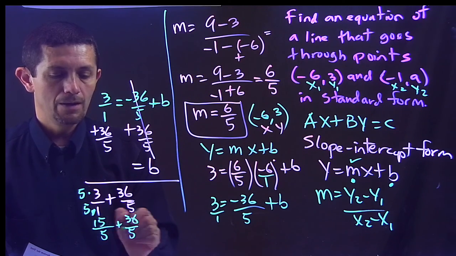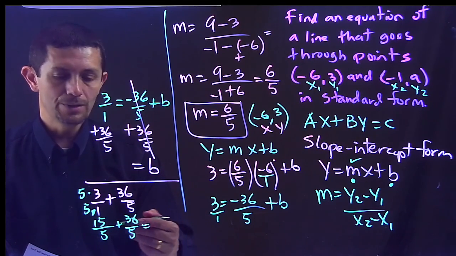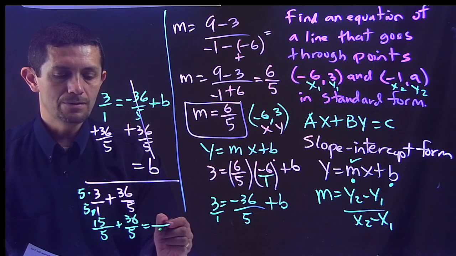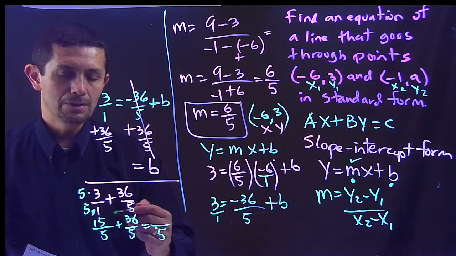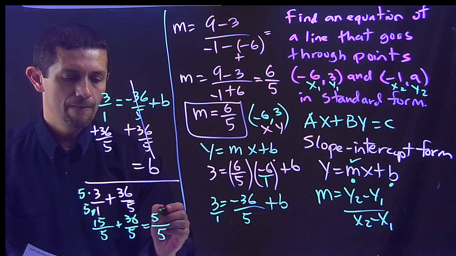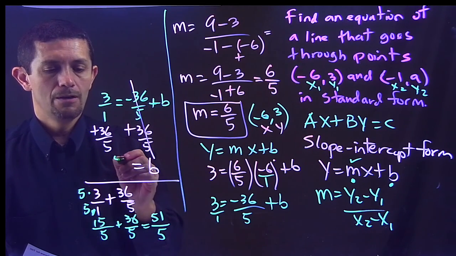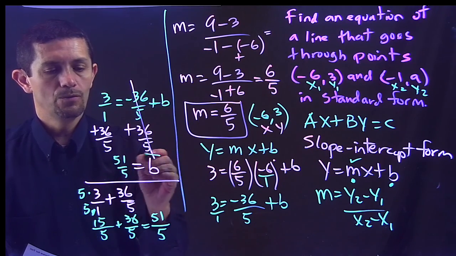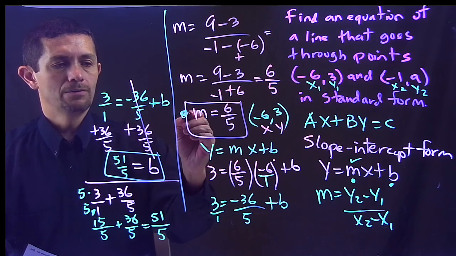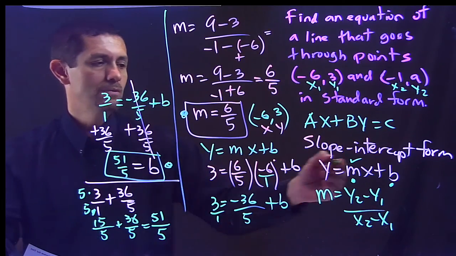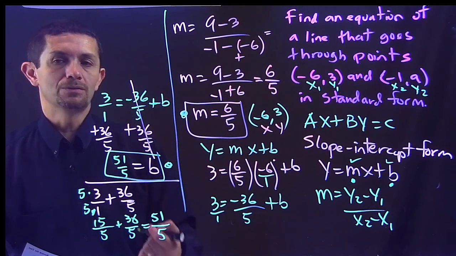36/5. Now, do they have the same denominator now? Yes, they do. So now it's just straight adding. I keep the same denominator and I add the numerators. So 15 plus 36, that's 51. 51/5. So 3/1 plus 36/5 is 51/5. And now I have my y-intercept. So look, I have the slope and the y-intercept. Now I'm able to write my equation in slope-intercept form.